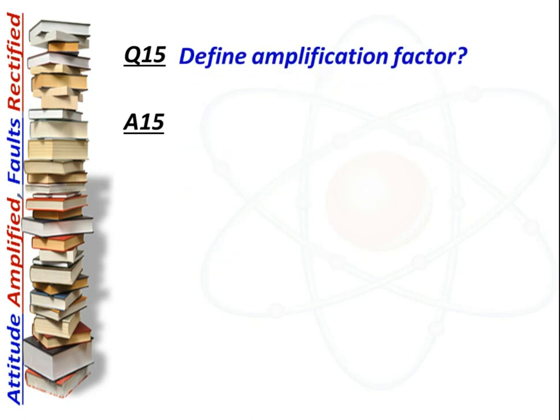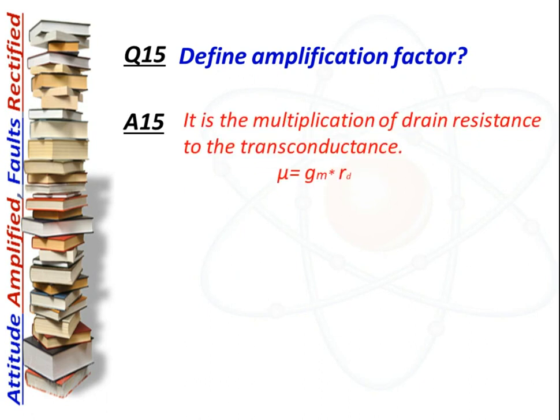Next question. Define amplification factor. It is the multiplication of drain resistance and transconductance. So mu is equal to gm into RD.